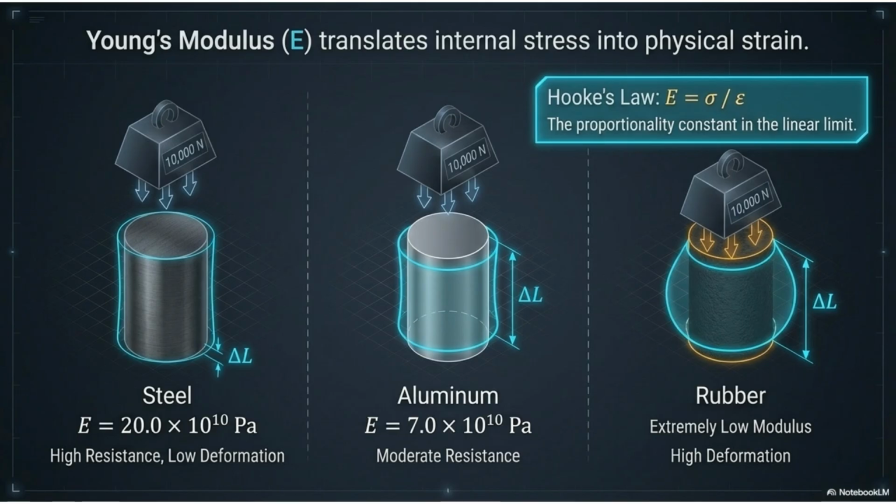Young's modulus, E, translates internal stress into physical strain. It is the proportionality constant in the linear limit, as defined by Hooke's law, E equals sigma over epsilon.